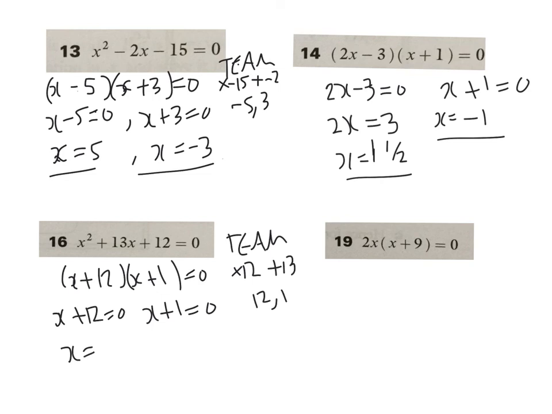On the first one, take off 12 from both sides to get x is minus 12. On the second one, take off 1 from both sides to get x is minus 1.